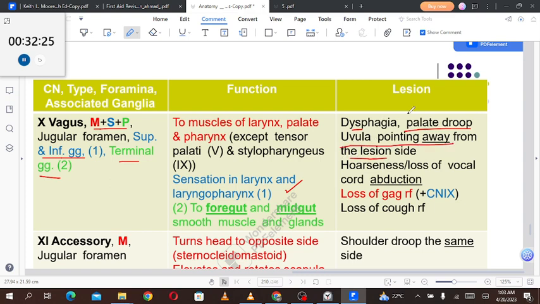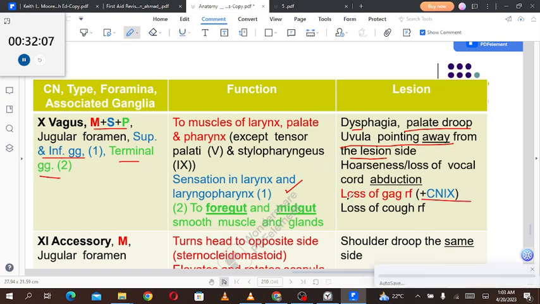So there is a mnemonic about that in Urdu, that the tongue gives support but the uvula does not, which means that the tongue will move to the side of the lesion, but the uvula will move to the opposite side of the lesion. Okay, hoarseness, loss of vocal cord abduction, loss of gag reflex.